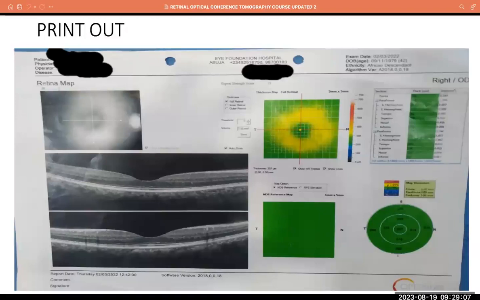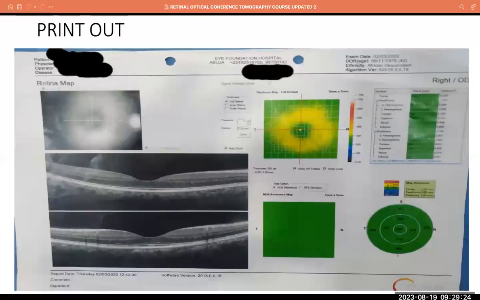Some OCTs allow you to come in and move the lines. As you move the lines, if you get it correctly on the fovea, you would see what you are actually looking for. And that's about that.